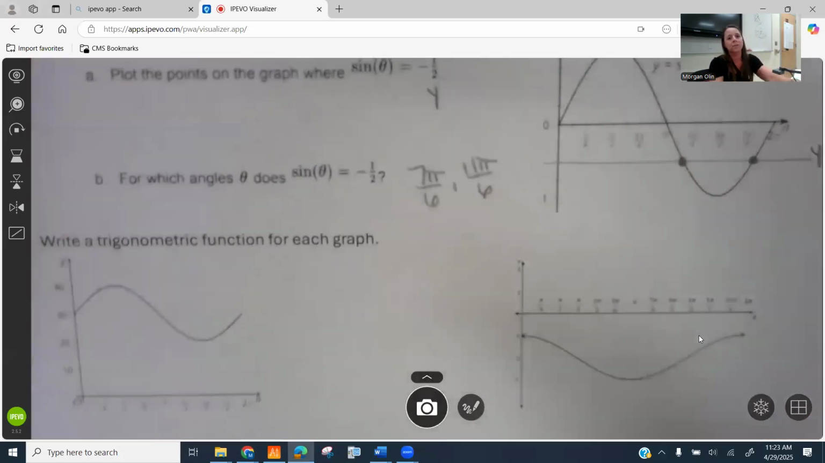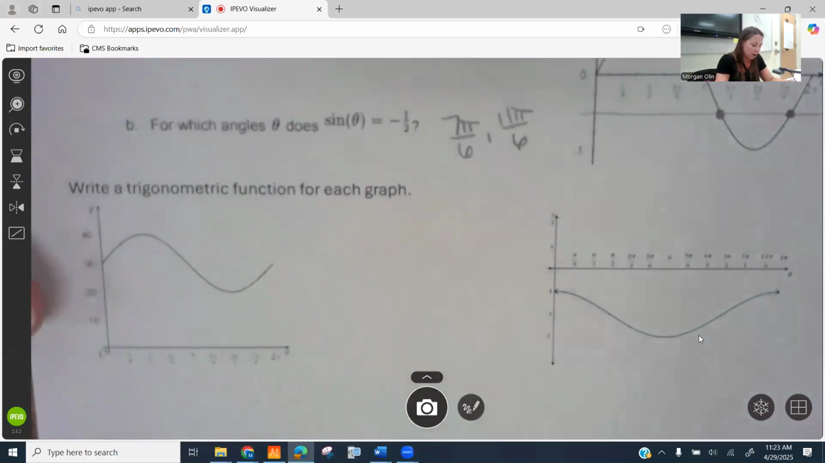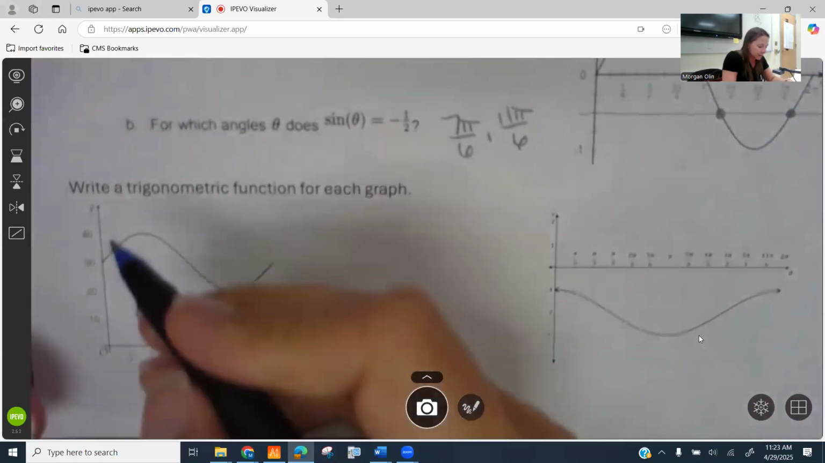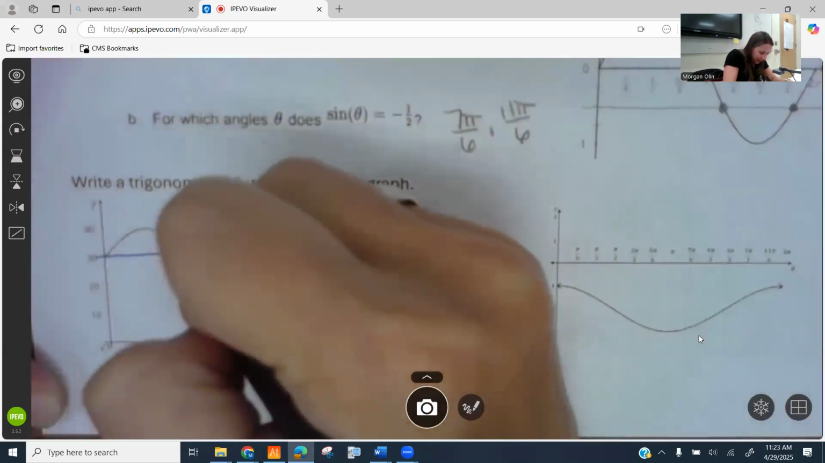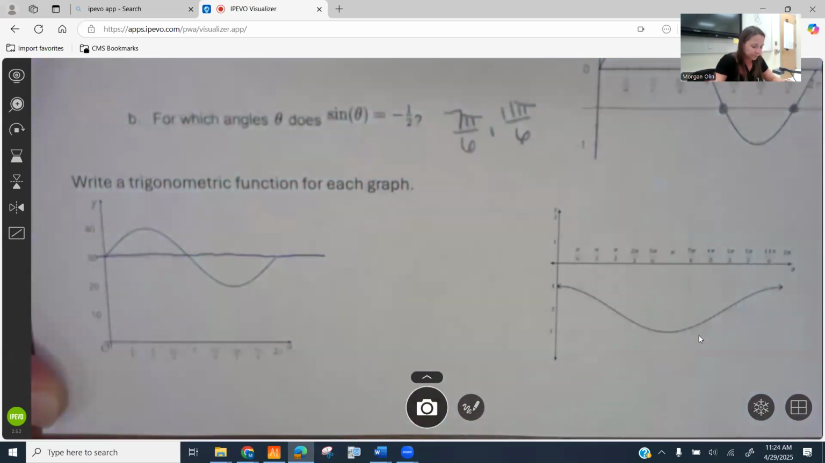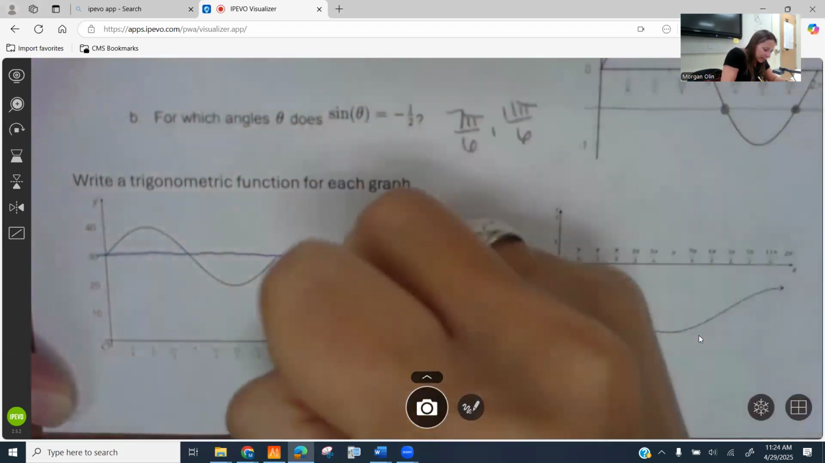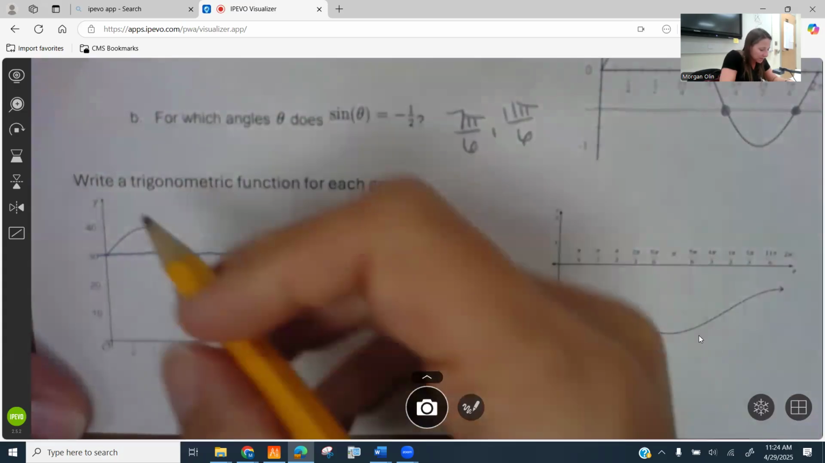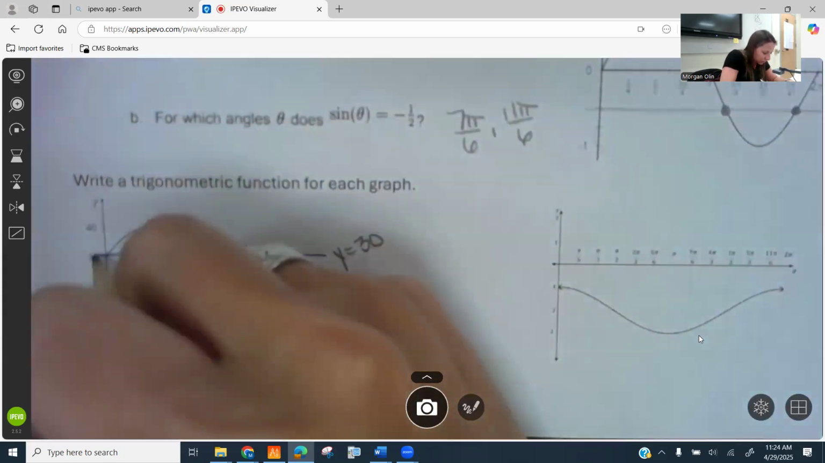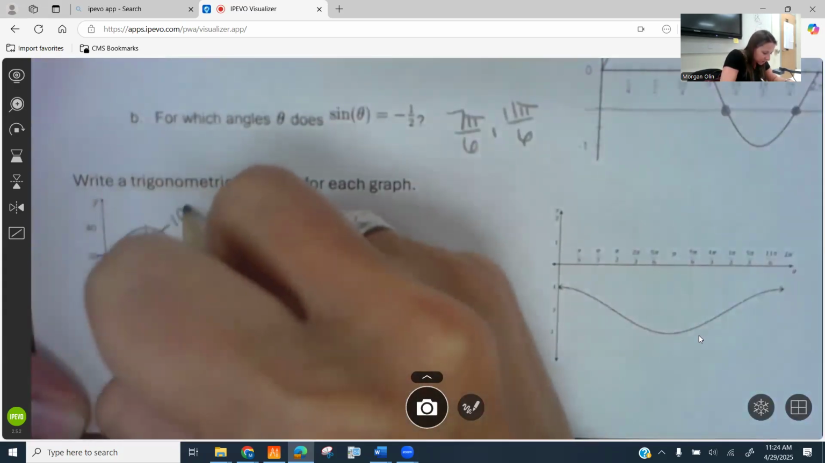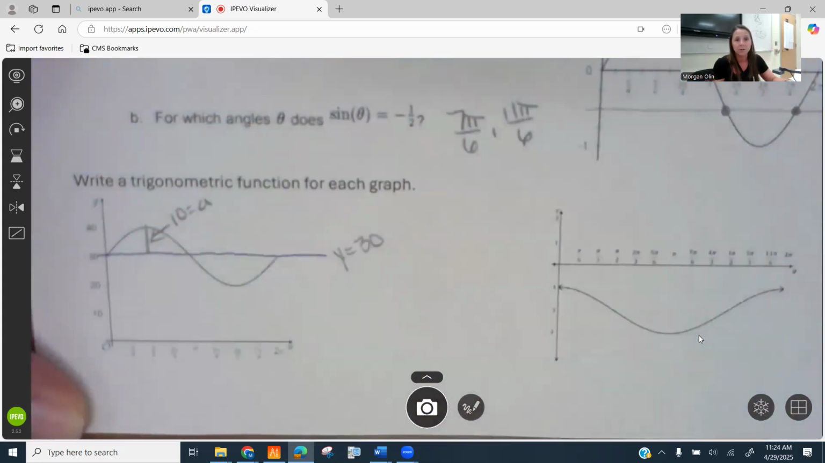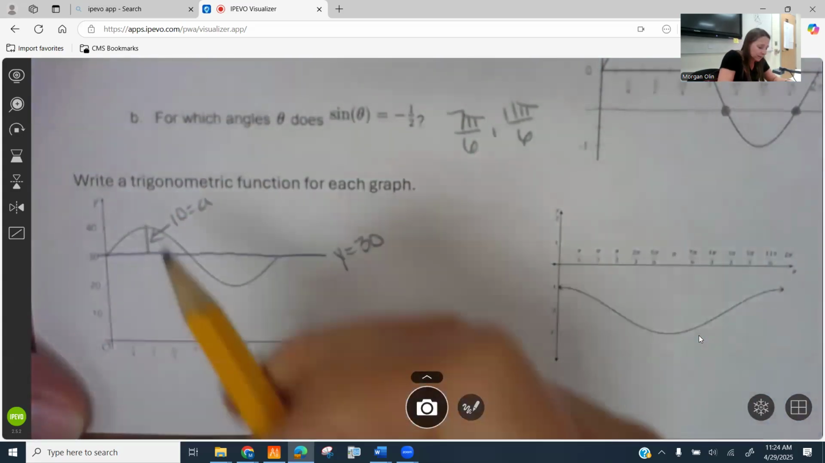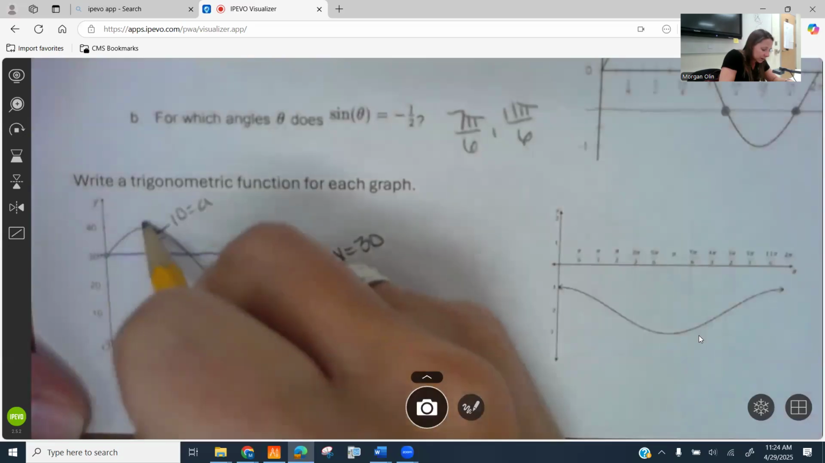All right, last one. We're going to write a trig function for each one. Now, to write a trig function, my suggestion is find the midline. Here, the midline appears to be at 30, so the midline is y equals 30. That means the amplitude from 30 to 40 is 10. So A equals 10. And is it positive or negative? It's positive because it starts here and goes up.